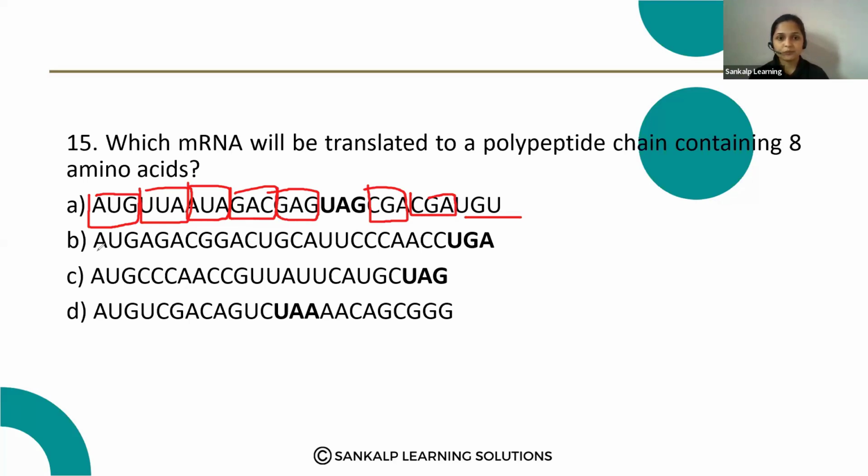So check this one. But here in this chain there is a stop codon UAG. After that there is no synthesis of the polypeptide chain. So only 1, 2, 3, 4, 5 are there. 5 amino acids are there. So option A is the wrong answer.